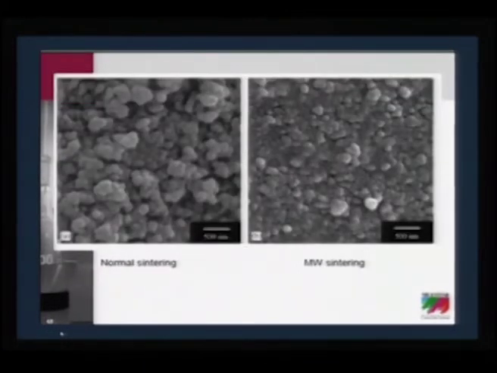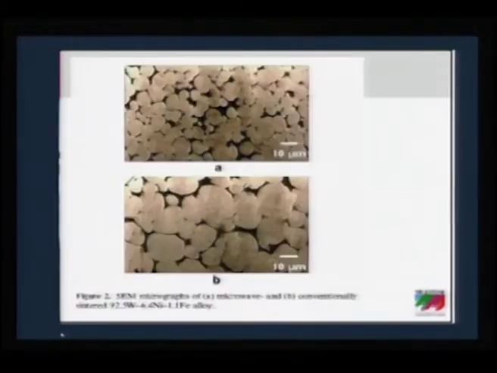And this is another example of titania nanoparticles which are sintered using the microwave approach compared to normal sintering. As you could see here, these mono-sized grains are intact and more uniform, and better densification is achieved compared to normal sintering. So, microwave sintering is comparably much more effective.